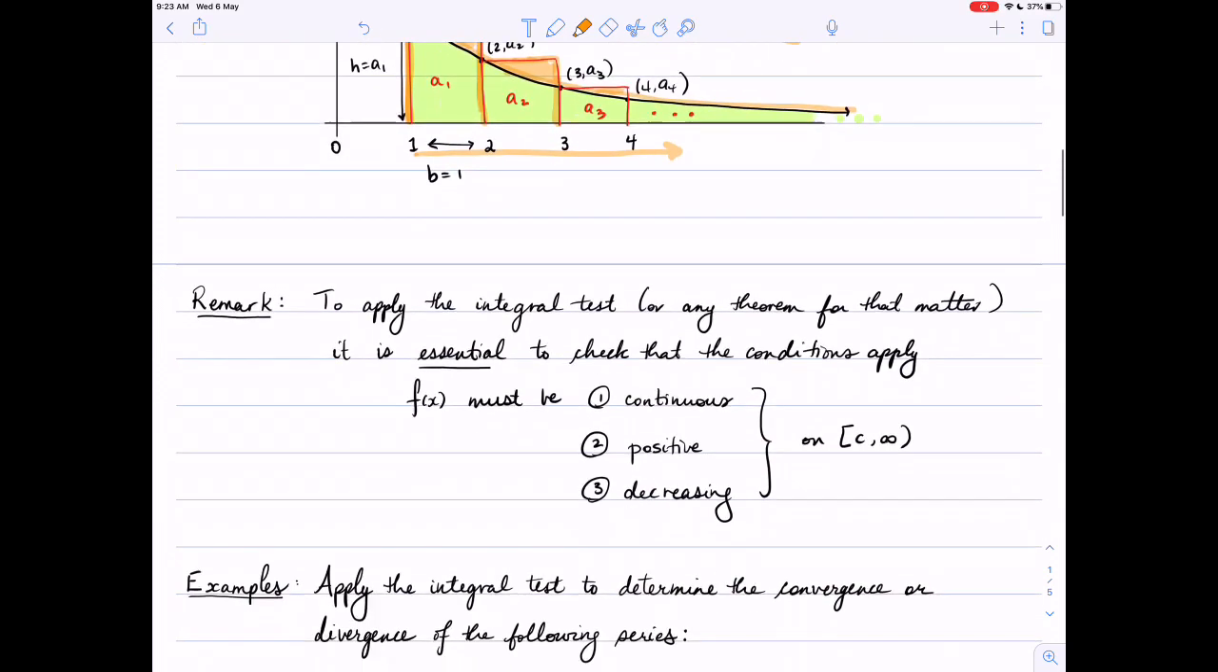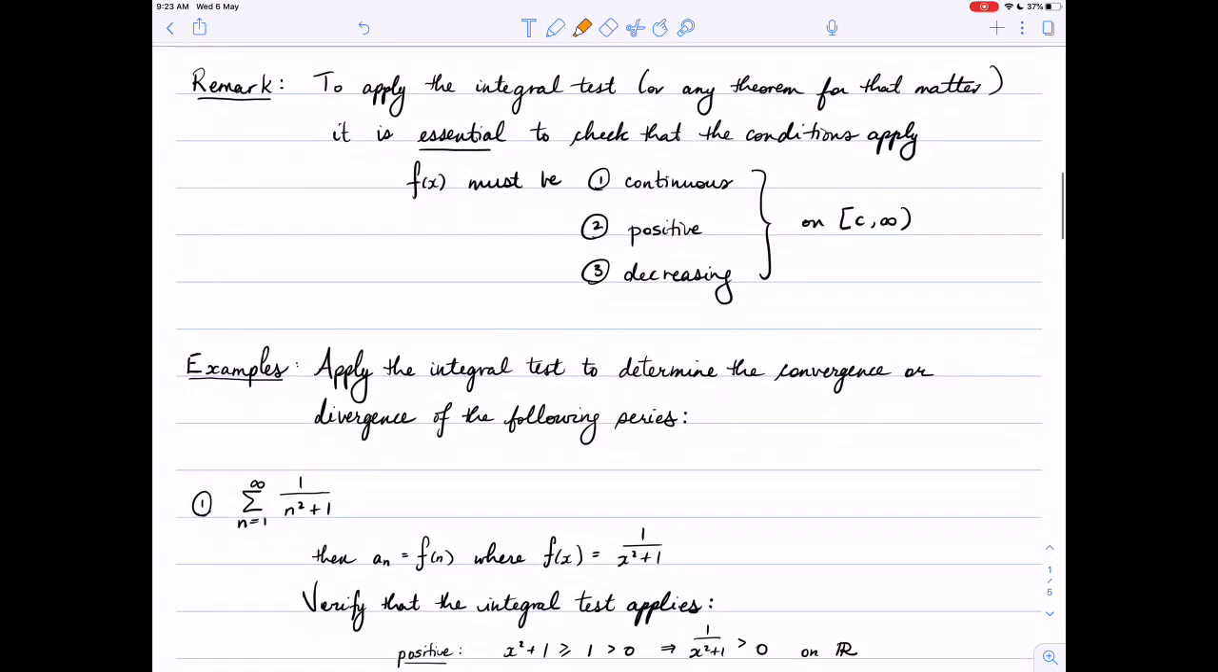So let's go and actually apply this test in a couple of examples. And to apply this test, and really to apply any theorem for that matter, it is essential to check that it applies, right? That its hypotheses or its conditions are met. And in the integral test, we had three. The function must be continuous, it must be positive, and it must be decreasing on the interval that you're looking at. And so in any problem where you apply the integral test, it is mandatory, non-optional, mandatory to check that these three conditions are satisfied.